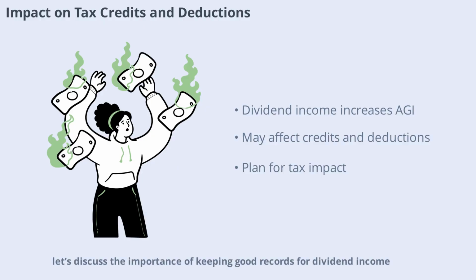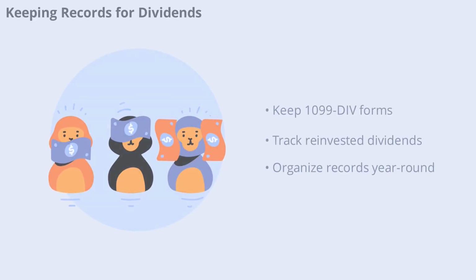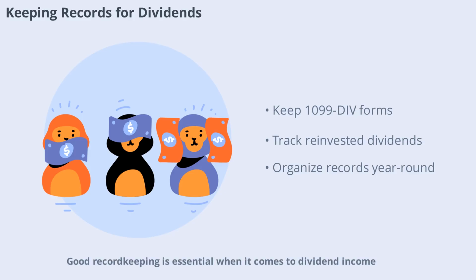Next, let's discuss the importance of keeping good records for dividend income. Record keeping is essential when it comes to dividend income. Keep copies of all Forms 1099-DIV, brokerage statements, and records of reinvested dividends. These documents will help you accurately report your income, track your cost basis, and respond to any IRS inquiries. Organizing your records throughout the year can save you time and stress when it's time to file your taxes.